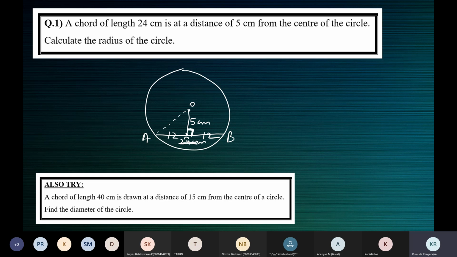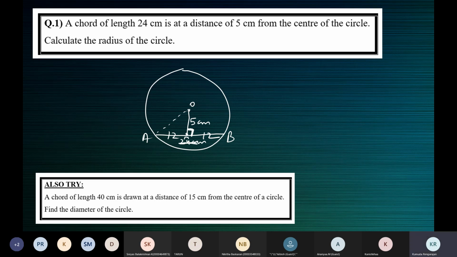Now you'll ask me, you drew it perpendicular to AB, but it was not given that it's perpendicular to AB. It's given that it's at a distance of 5 centimeters from the center. And when you say distance, it's always perpendicular distance. So 5 centimeters is the perpendicular distance, and OM is perpendicular to AB. OM is the perpendicular distance of the chord AB from the center.